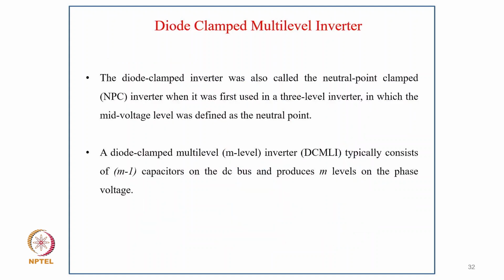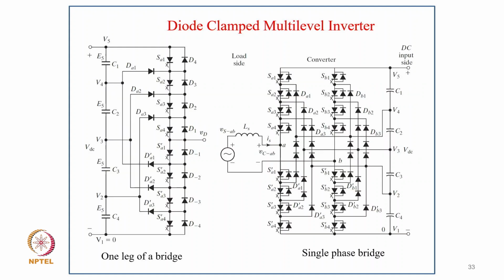with high power rating. The diode clamp inverter was also called the neutral point clamped NPC inverter when it was first used as a 3-level inverter, in which the midpoint level was defined as the neutral point. A diode clamp M-level inverter typically consists of M-1 capacitors on the DC bus and produces M levels on the phase voltage.